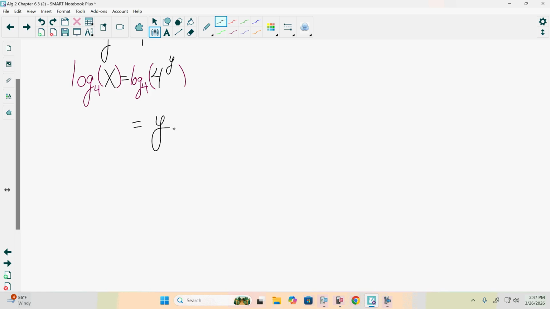Both work. And on the left-hand side, we get log base 4 of x, and since we didn't start off with an exponential, this is all we have.